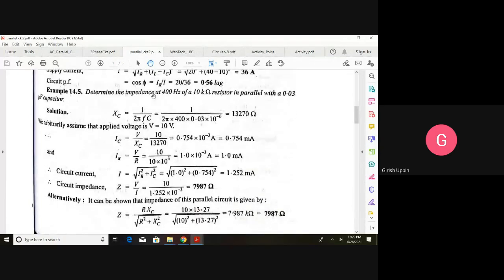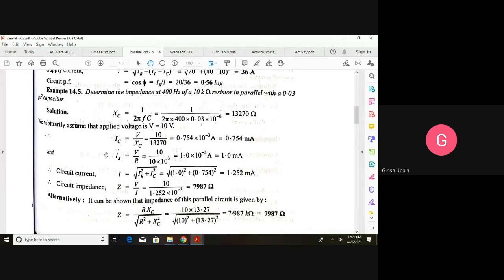Next one is determine the impedance at 400 hertz of a 10 kilo ohm resistor in parallel with a 0.03 microfarad capacitor. So this is also very similar. There is no difference from what we have seen. Only thing is frequency is higher here. It is 400 hertz. Other than that, conceptually everything is the same.